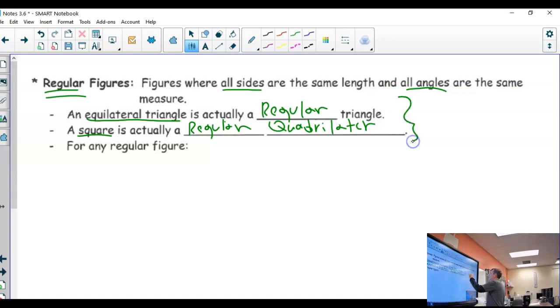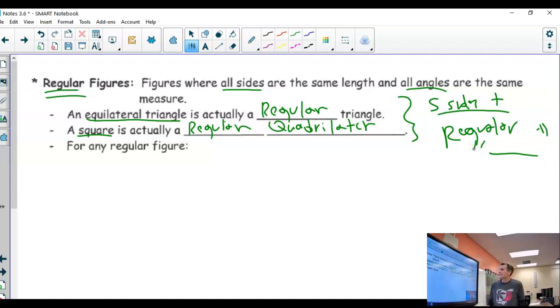But then after this, once you get to 5 sides and more, after that we just call it a regular whatever. A regular figure, I guess. But for 3 sides and 4 sides, we do have the special names: equilateral triangle and square.